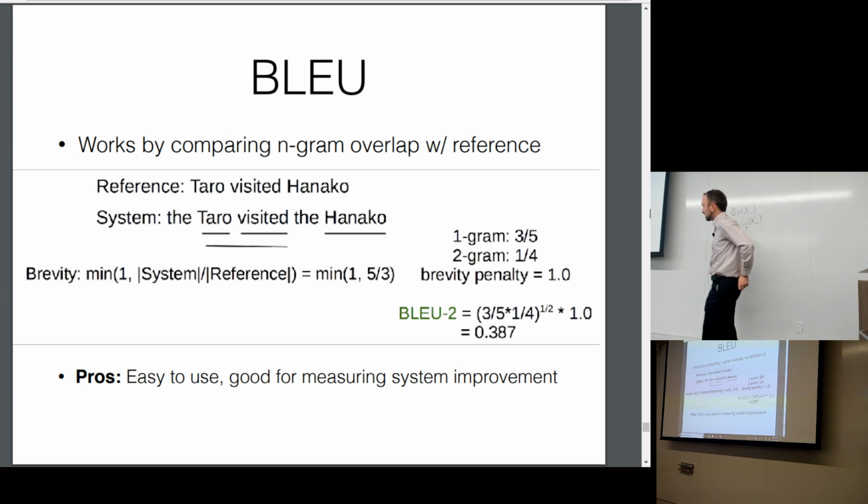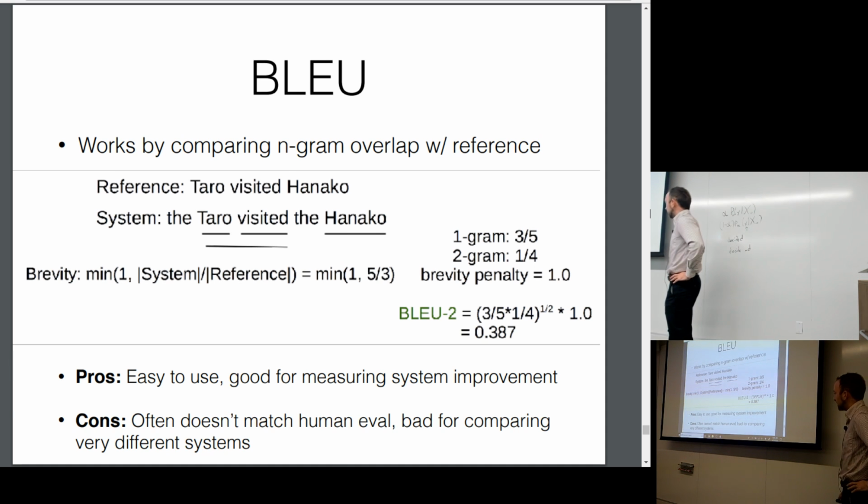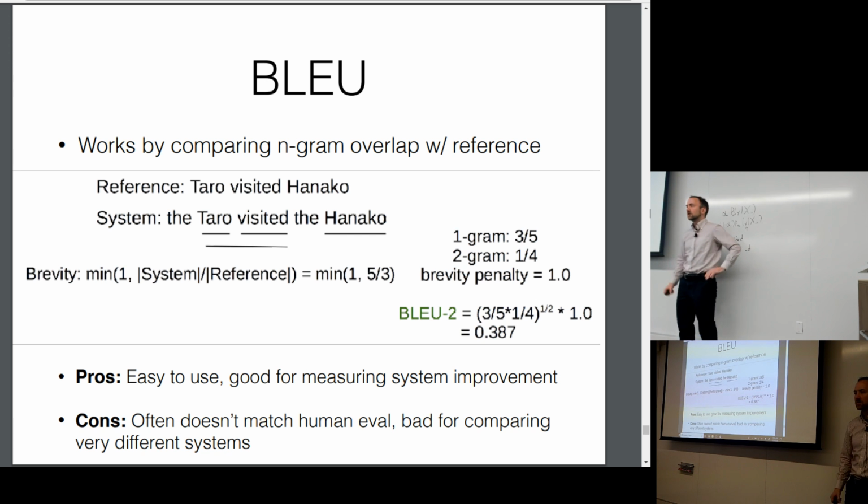The pros are that this is easy to use. It's also good for measuring system improvement. So if you have two very similar systems, then BLEU is a pretty good measure of whether they're improving or not. The cons are that this often doesn't match up with human evaluation. And it's also bad for comparing very different systems. So if you compare a neural system and a non-neural system, BLEU will not correlate very well with how good people think they are.